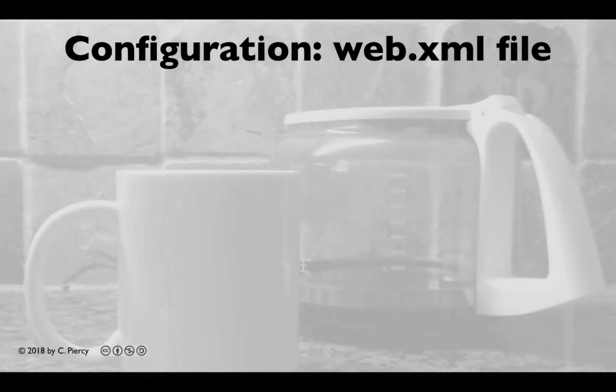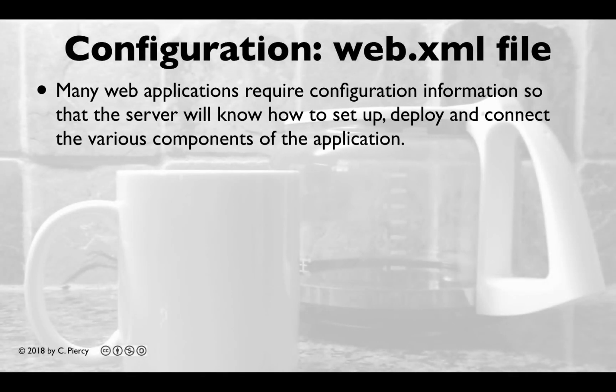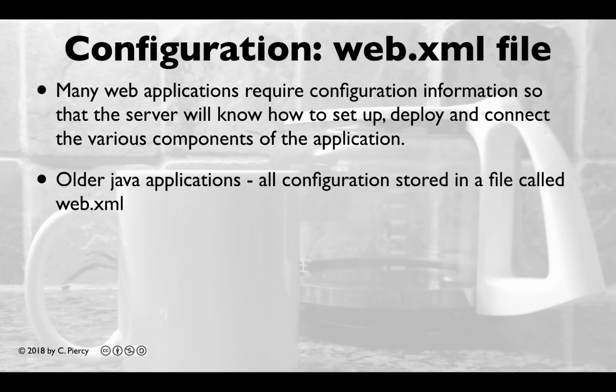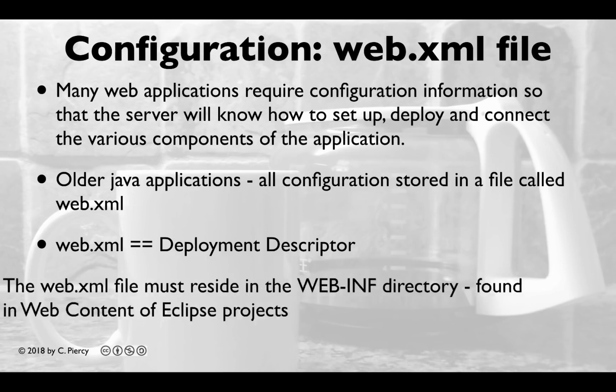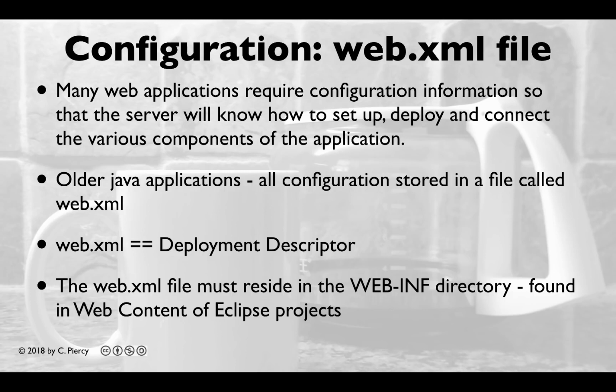Many web applications require configuration information so that the server will know how to set up, deploy, and connect the various components of the application. With older Java applications, all configuration information is stored in a file called web.xml. The web.xml file is also referred to as the deployment descriptor. The web.xml file must reside in the WEB-INF directory. You can find this directory in the WebContent folder of your Eclipse projects.